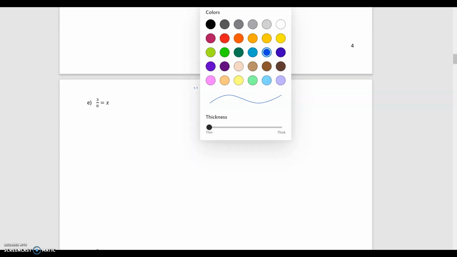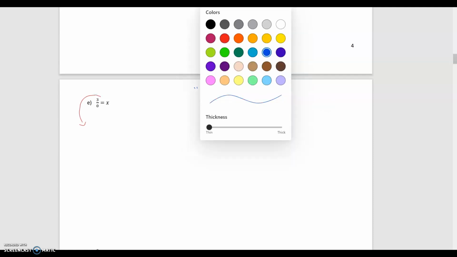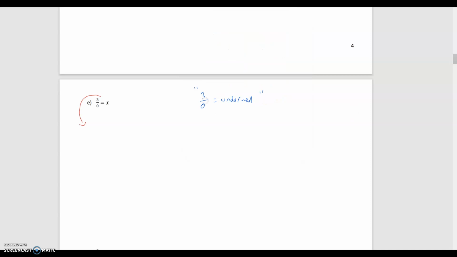Okay, and this particular one requires that we remember a property. The property is if you have 3 divided by 0, this is undefined. Now here's the problem. We're solving an equation. So whenever in your equations you end up with an undefined value, in this case, the ratio of 3 divided by 0, you would automatically say no solution. Or if they want the set, in this case, it'll be the empty set.